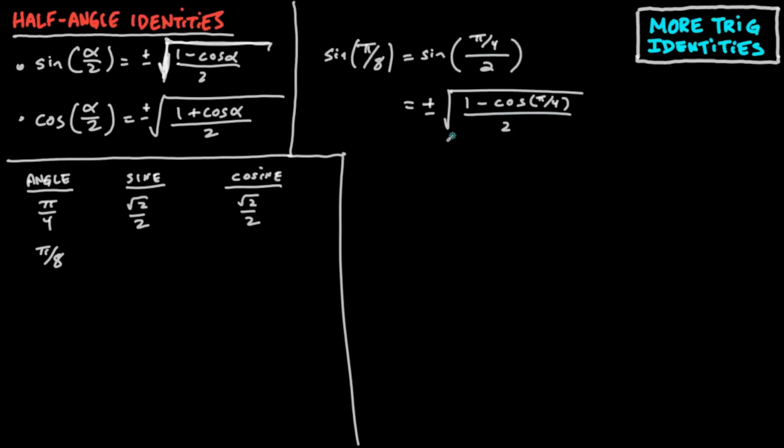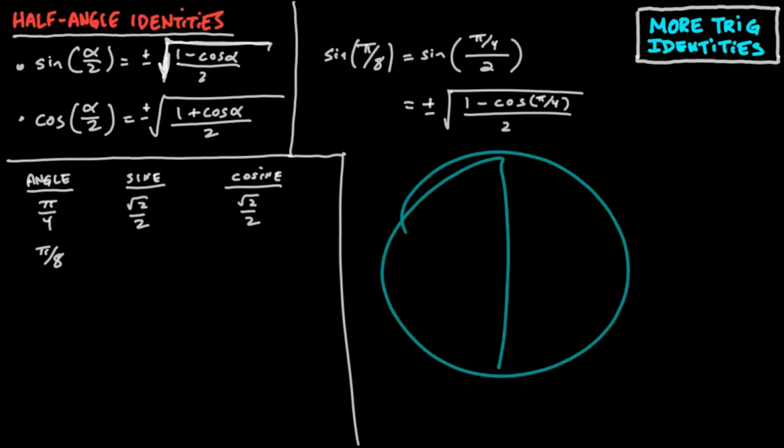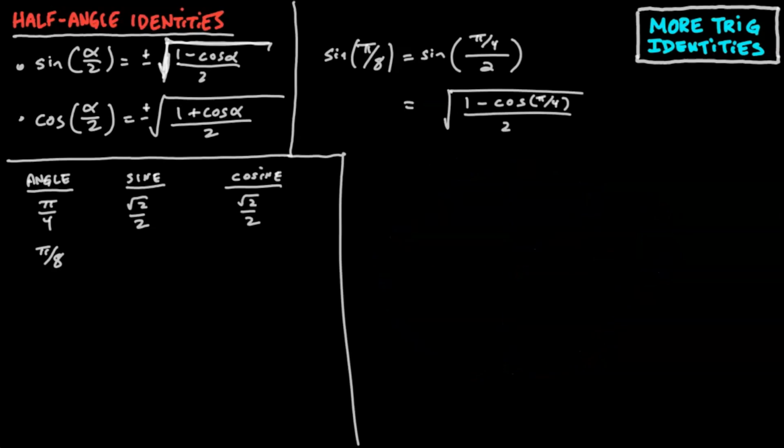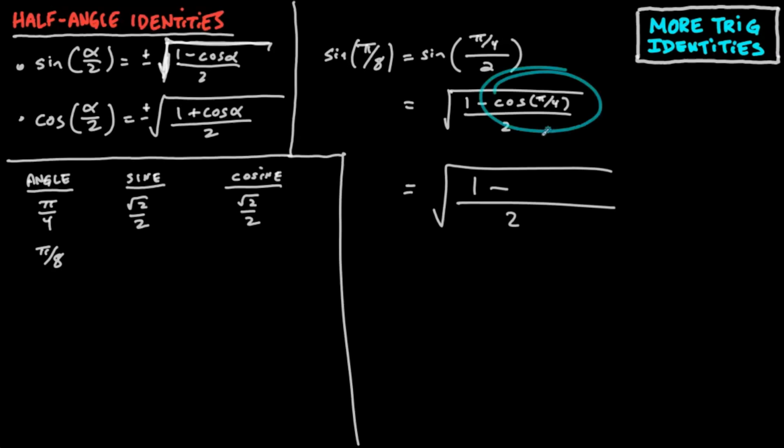Oh, and truth be told, we don't need a plus or minus in this particular case because we know we are looking for sine of pi over 8. Think about the unit circle. Pi over 8 lives somewhere over here. Clearly, the sine of pi over 8 is positive because the y-coordinate at that point is positive. So I'll just get rid of that plus or minus. Anyway, this is something we can just bash out because we know that the cosine of pi over 4 is, as we already recorded in our table, root 2 over 2.